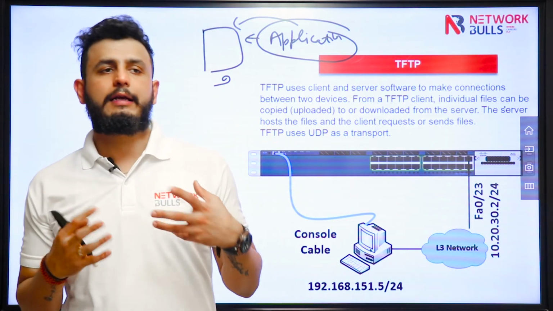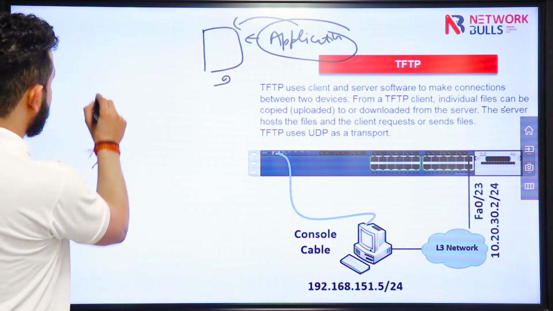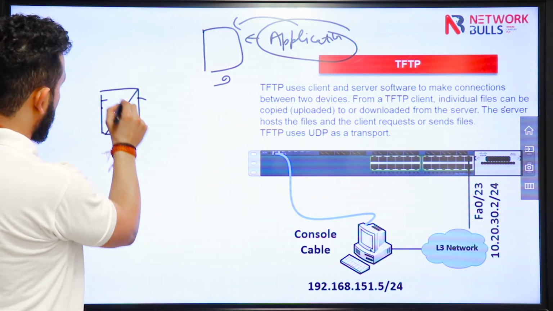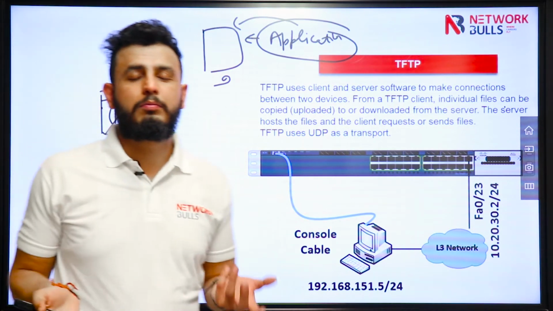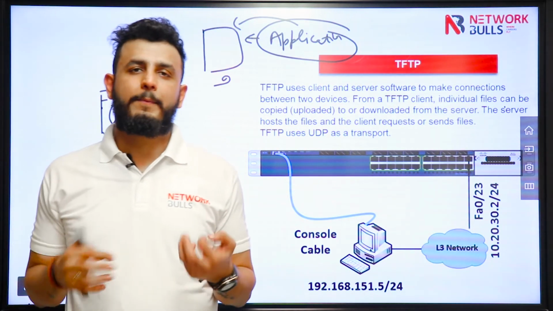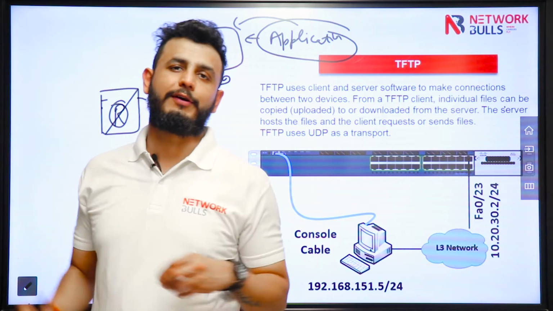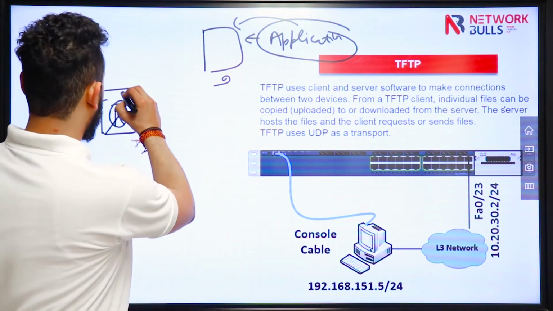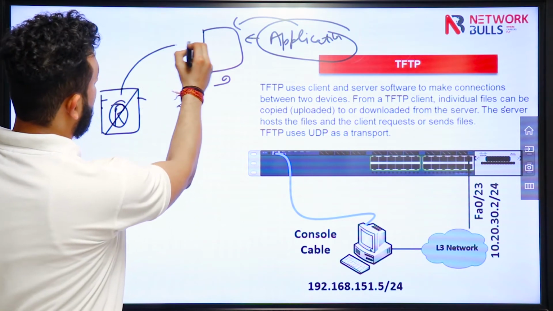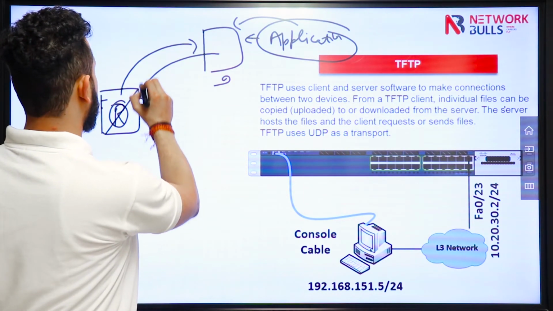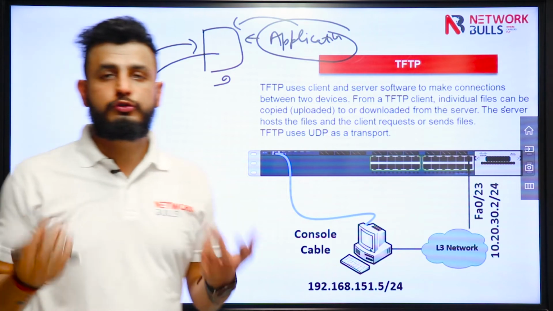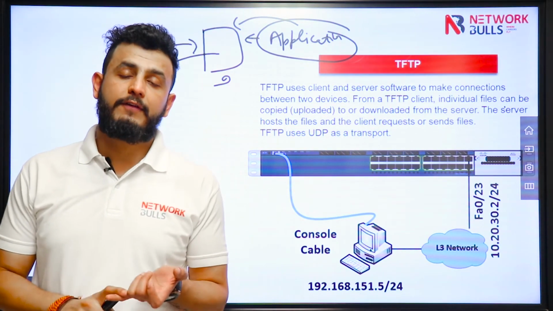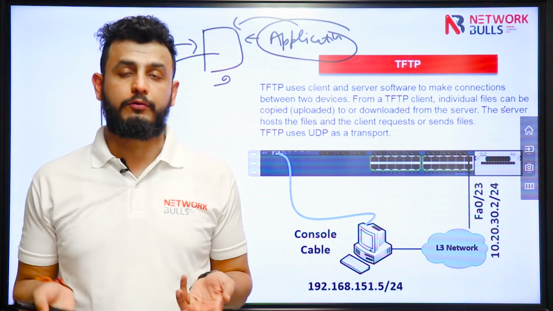So guys, you have a router and somehow someone deleted operating system file from your router. So for that backup purpose, router will get operating system from a TFTP server. So basically it is used for backing up operating system, backing up configurations in real-time scenarios.